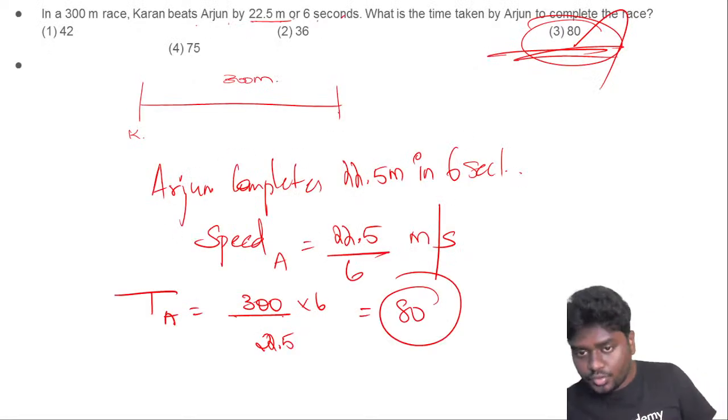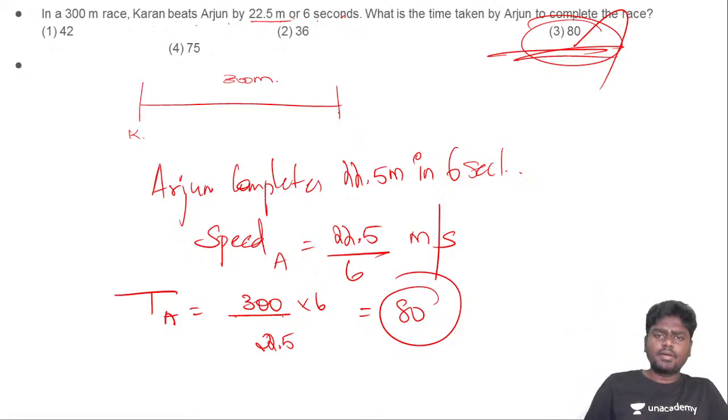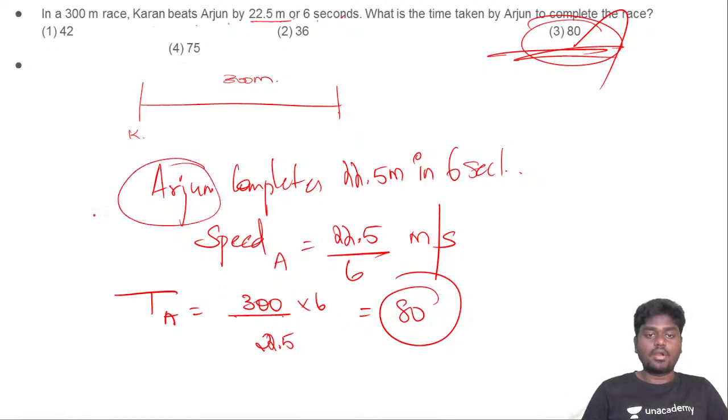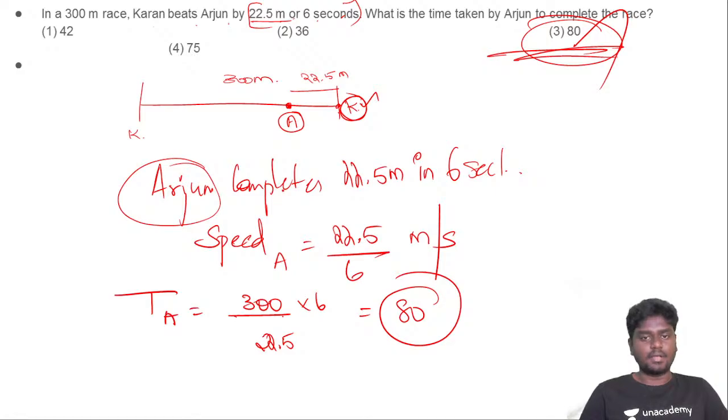Many of you will be having a doubt here. If they say Karan beats Arjun by 22.5 meters or 6 seconds, many of you will wonder whether this has to be Karan or Arjun. I'll try to make you clear. Listen very carefully. If Karan has finished the race, covered 300 meters, Arjun will be 22.5 meters apart from the winning pole in the same time.